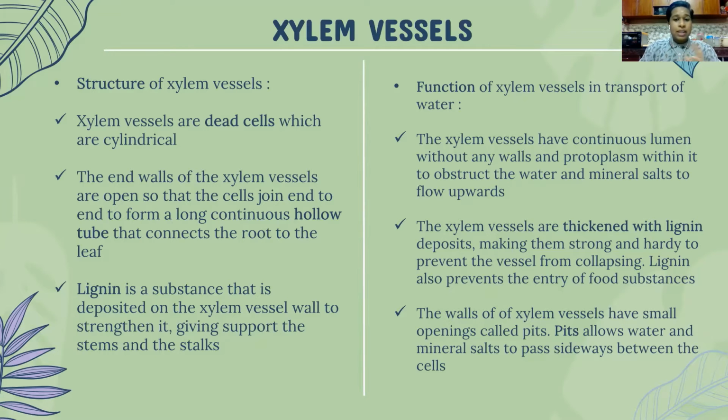Then we can see xylem vessels have lignin. Lignin is a substance that is deposited on the xylem vessel wall to strengthen it and give support to the stems and the stalks.